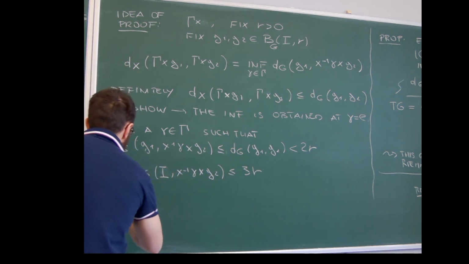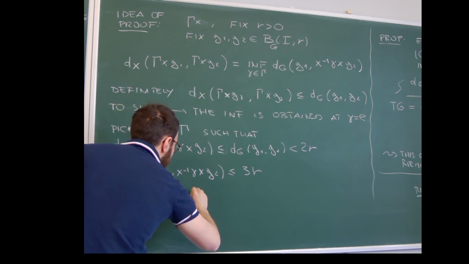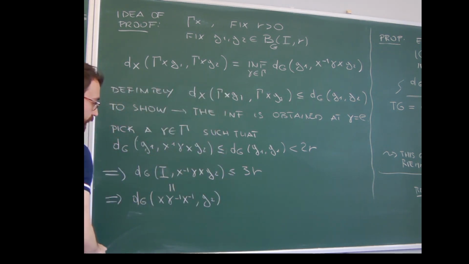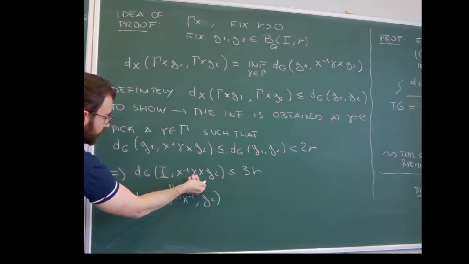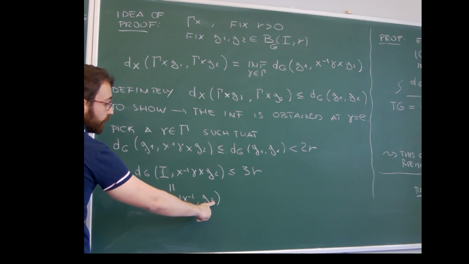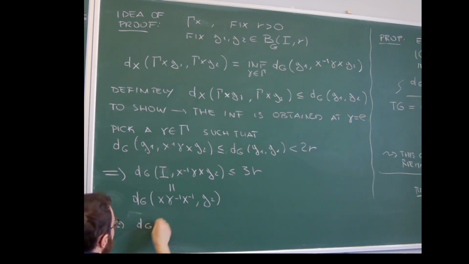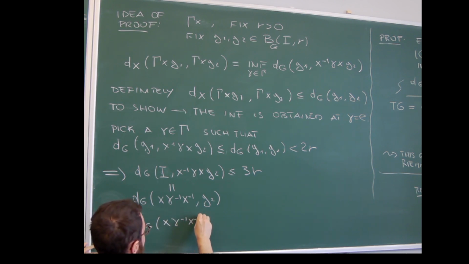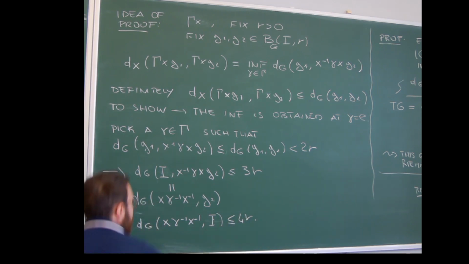And now I take this to the other side, and I have x gamma to the minus 1 x to the minus 1 g2. So these are equal, okay? Because the metric is left invariant, I can just take the inverse of this and put it on the other side. But now I know that g2 is at a distance at most r from the identity, right? And so this implies that the distance from x gamma to the minus 1 x to the minus 1 to the identity is less than 4r. Okay?